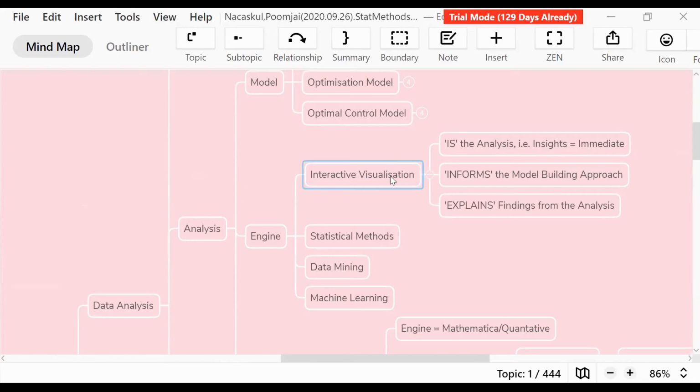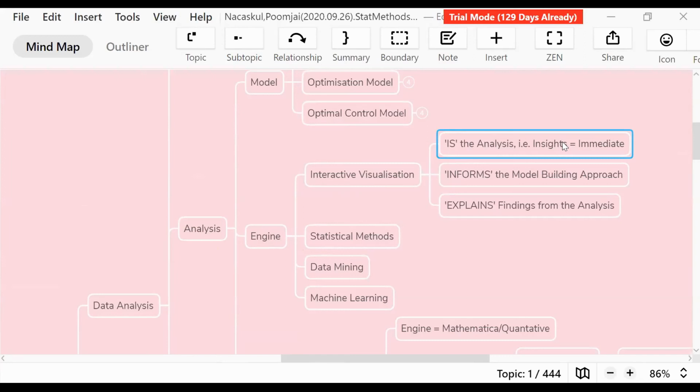With interactive visualization, it is the analysis. Once you make it a plot, once you make it a visual graphic, you don't build a model. You show that, and that's your insight. So in that case, visualization is the analysis. As an engine of analysis, as a tool of analysis, yes, it is the analysis because the insight is immediate. Once you see this kind of picture, you get it. You know what's happening. The insight.